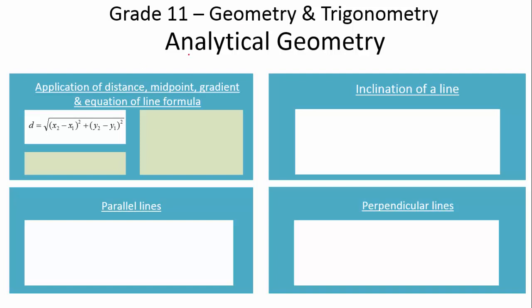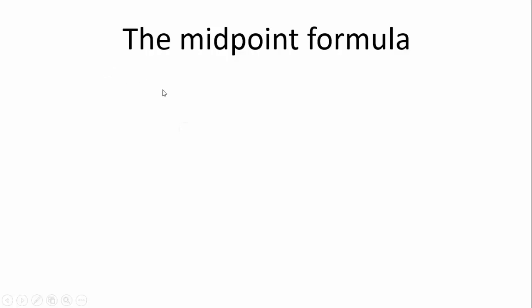Okay, grade 11s, we are still doing analytical geometry. In the previous video, we looked at the application of distance of a line, and now we're going to look at midpoint, gradient and equation of a line. We're going to briefly go over these first two because they're very important in figuring out the equation of a line formula. And we're going to fill in something in these two blocks over here. Okay, let's get straight into it.